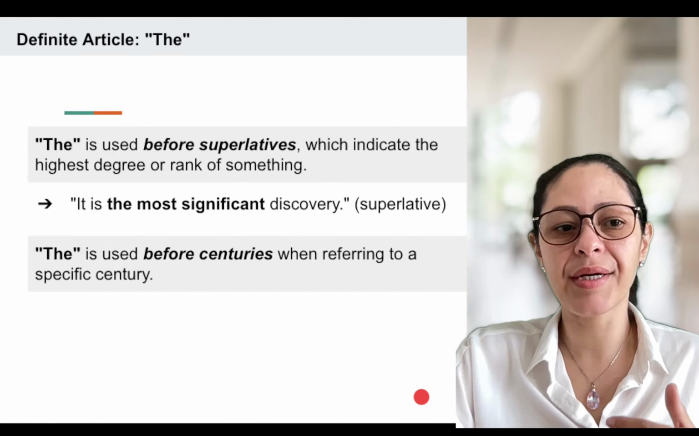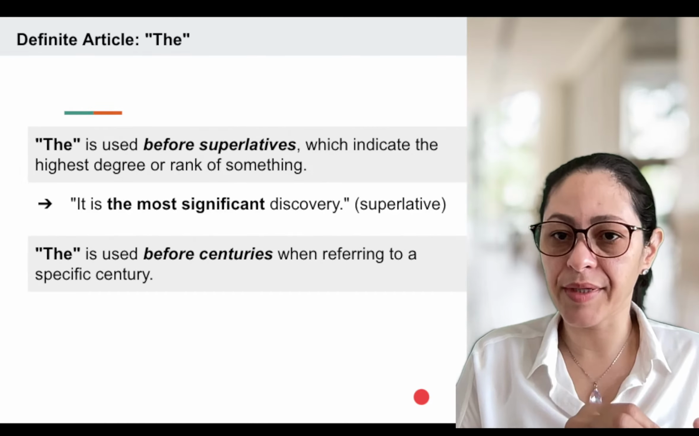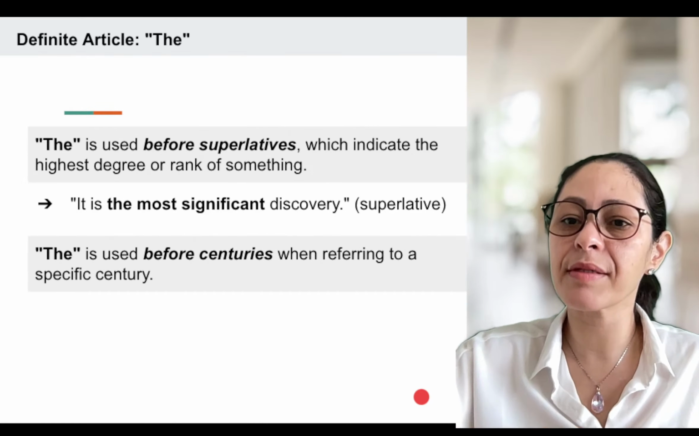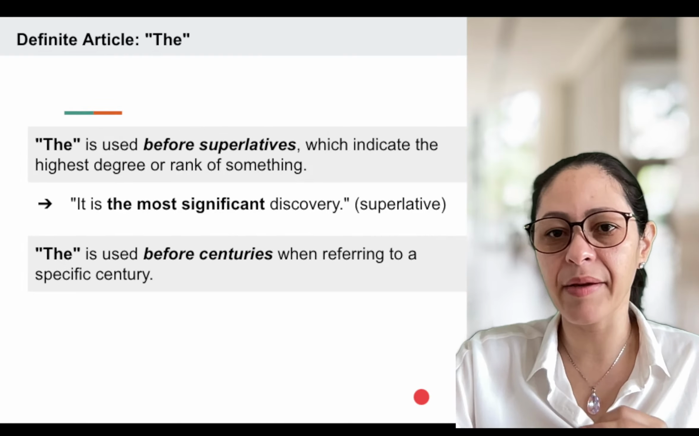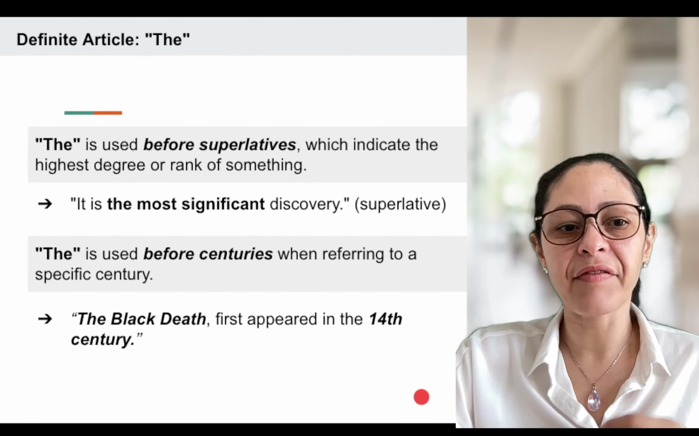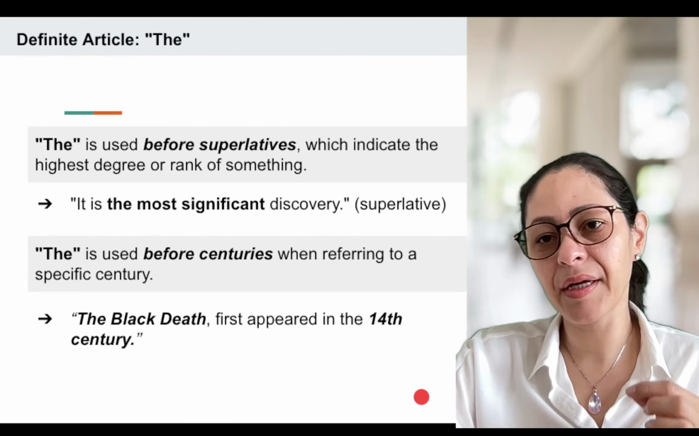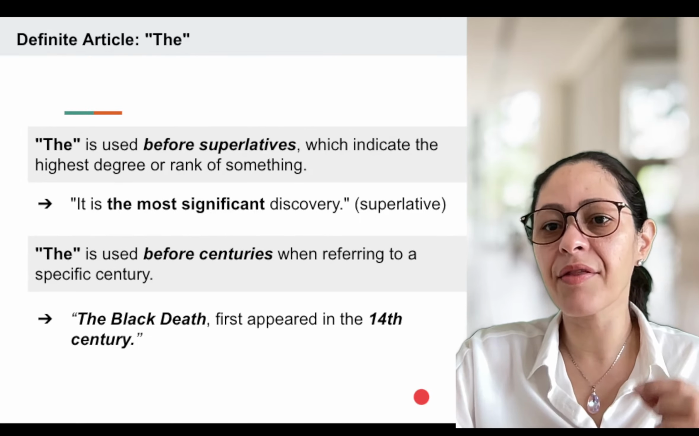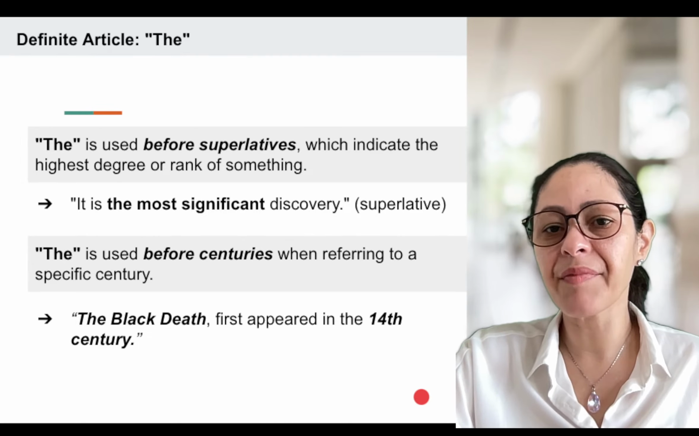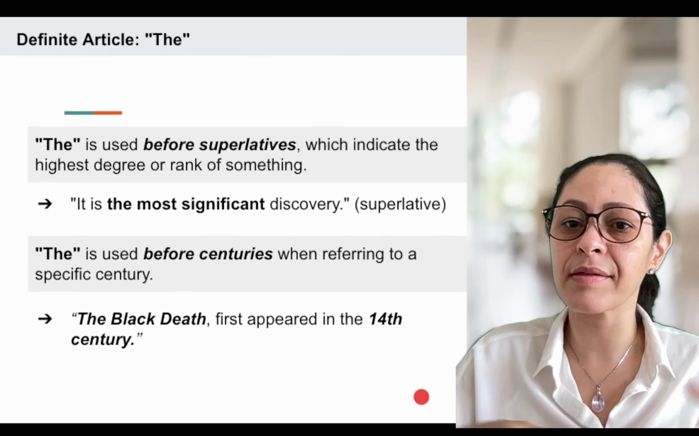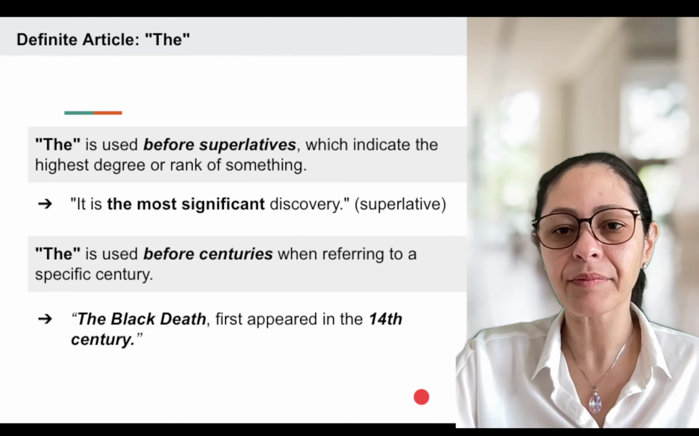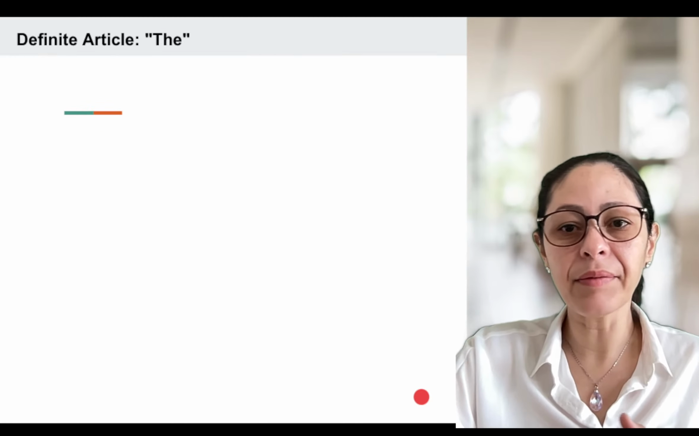We also use the before centuries when we are referring to a specific century. Look at this example. The Black Death first appeared in the 14th century. I'm talking about a specific century, the 14th century. The same thing, I'm talking about a specific disease, the Black Death. And now let's move on.